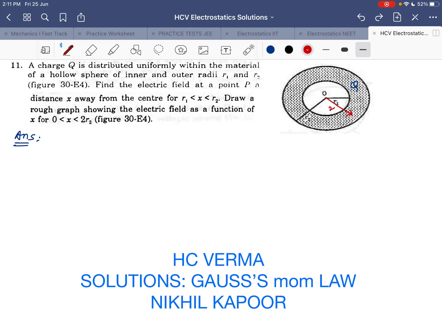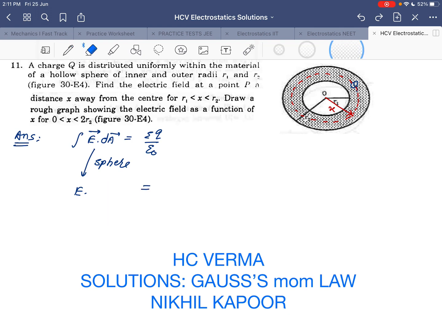So at a distance x, if here this point P, then for a sphere the Gaussian surface would again be a sphere, and we know that integration E dot dA is equal to summation of charge enclosed upon epsilon naught. And we already know that for a spherical Gaussian surface, this particular thing is E into the surface area of the Gaussian sphere, 4 pi r square, here which is x. That's why E into 4 pi x square is equal to the charge enclosed.